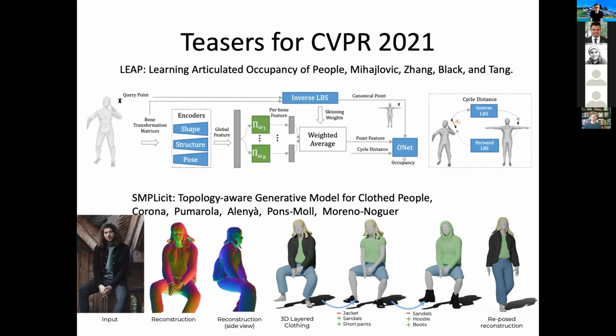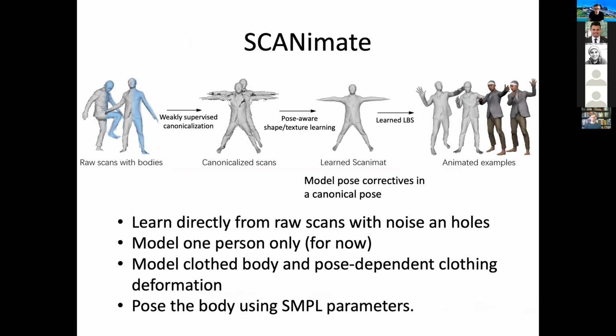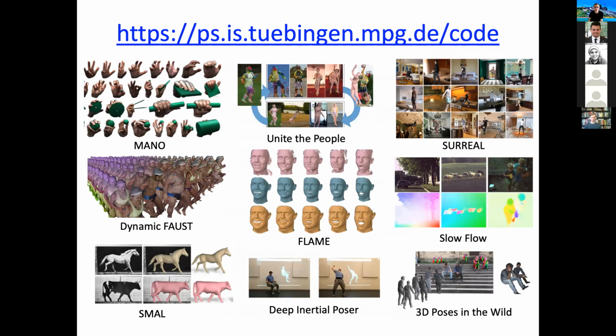And then a paper from some folks that work with Gerard Pons-Moll, which I thought was pretty cool, SIMPLicit, which is building some implicit clothing on top of SMPL. So there's a bunch more papers, and I'm not going to go through them. All of this will be on the web, including lots of pointers to resources and so on.